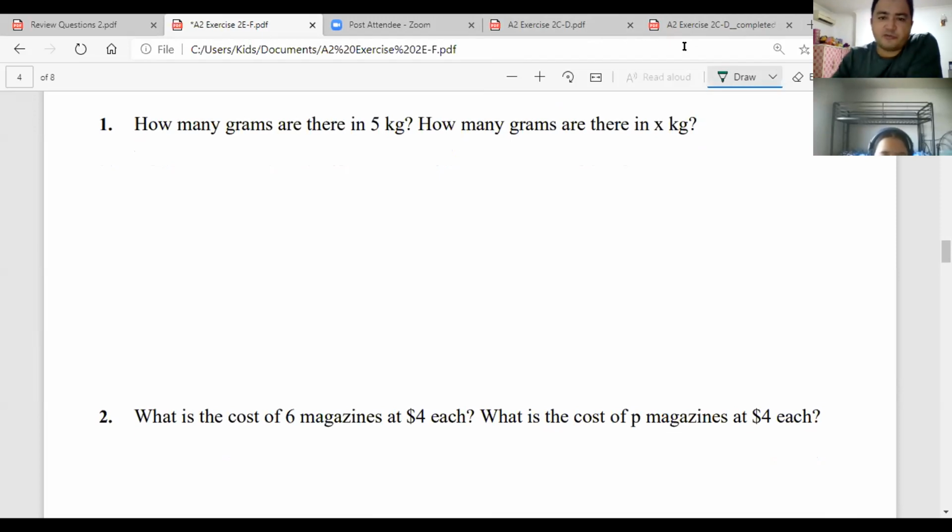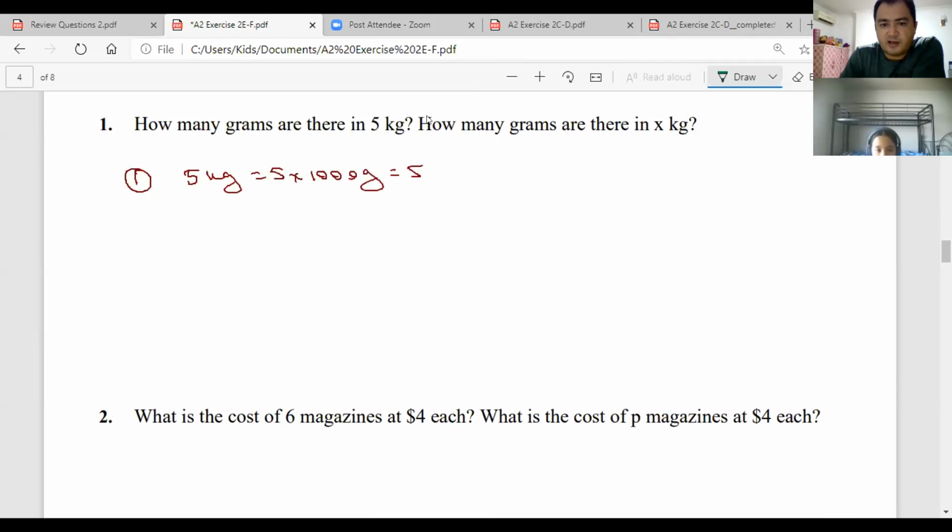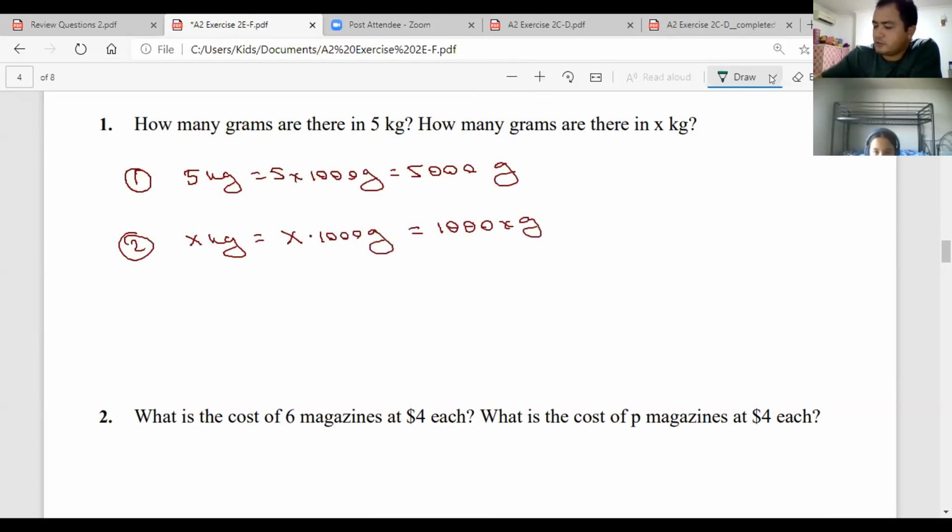In this kind of question, we have two questions here, right, Shahina? First, write the first part. So 5 kg equals 5 times 1 kg, and 1 kg is 1,000 grams. So that's equal to 5,000 grams. And the second part of the question is: how many grams are there in x kg? So x kg equals x times 1 kg, that is x times 1,000 grams, equal to 1,000x grams. Do it like this, okay, Shahina?